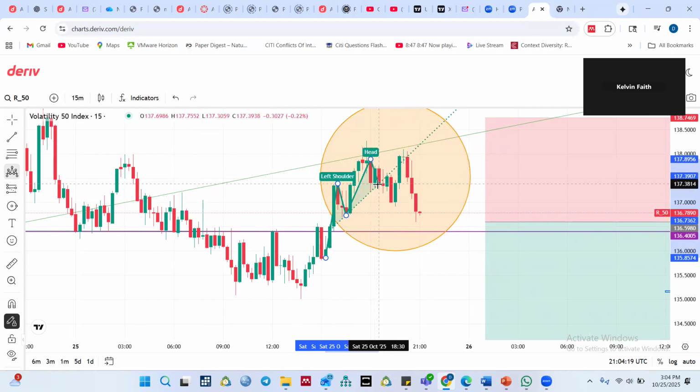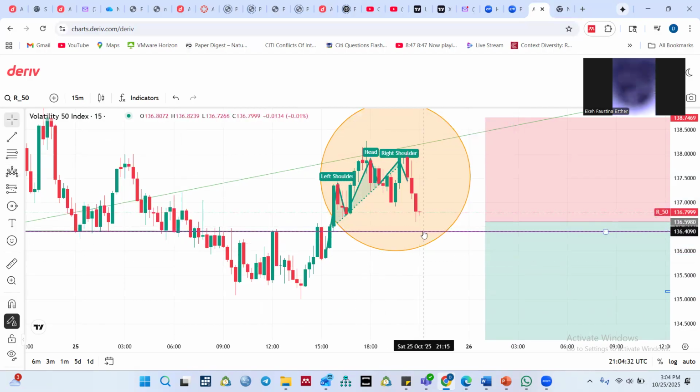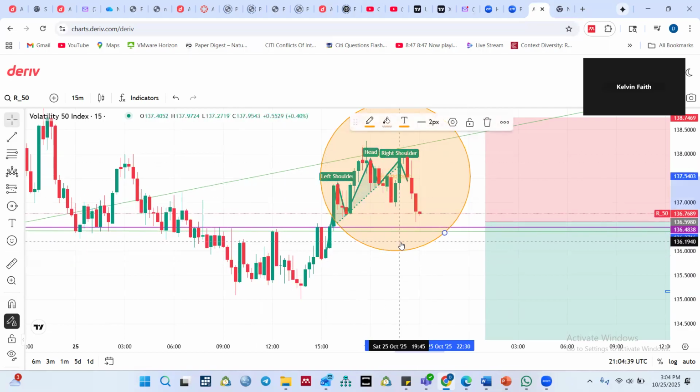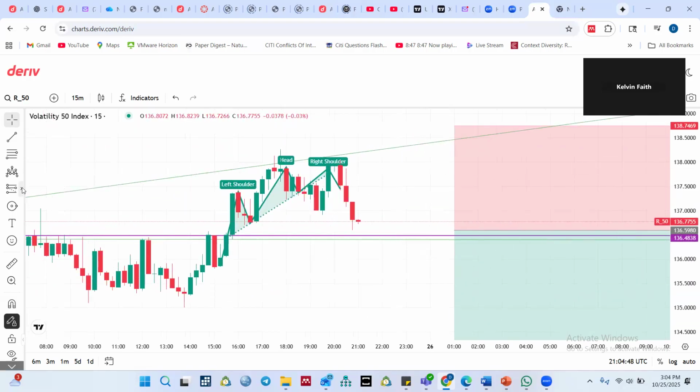relative equal highs, a neckline break, price retests to form a right shoulder, indication on the neckline, a break. So though we've not closed below the precision support resistance yet from the top here, we have a break of structure and we have another head and shoulders pattern forming now. And we have an imbalance.